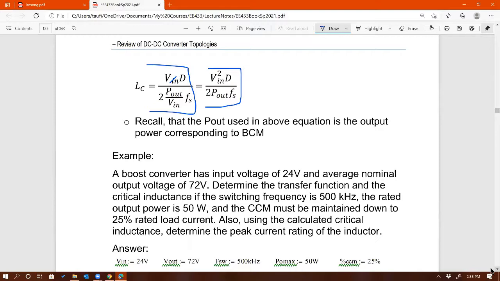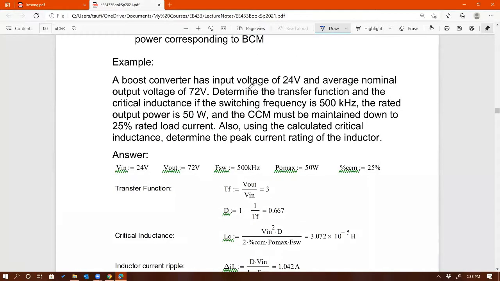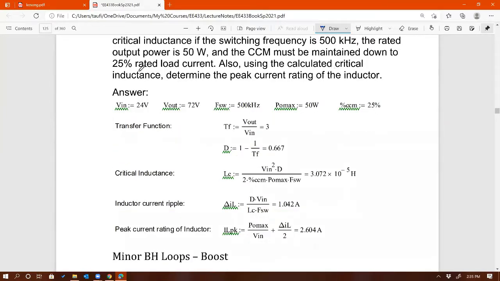Here's an example. A boost converter has an input voltage of 24 volts, output of 72 volts, and a switching frequency of 500 kilohertz. Output power at max is 50 watts. Again, CCM must be maintained down to 25% of rated load current, which defines the boundary conduction load. And same as before, it's asking for the critical inductance and the peak current, IL peak.